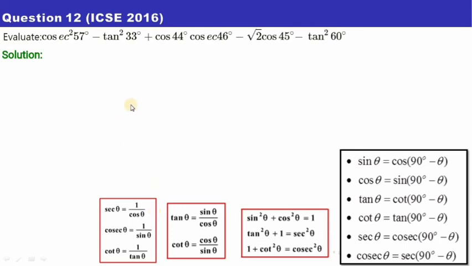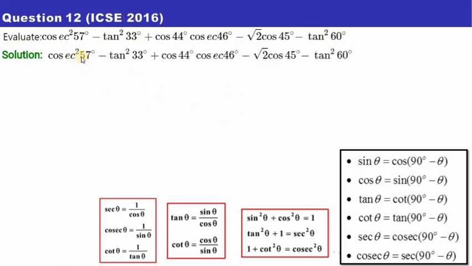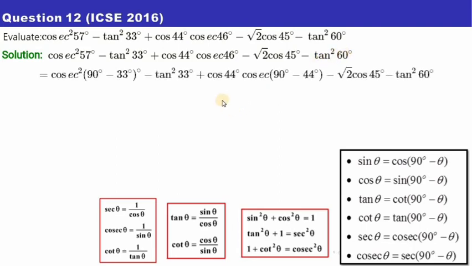So let's have a look at the last question, that is from your ICSE 2016. So as usual, here 57 and 33, it gives you total to be 90. 44 and 46, this also gives you 90, but 45 is a standard angle whose value is known from the trigonometric table, and similarly we know the value of tan 60 degree from the table. Okay, so let's directly start.